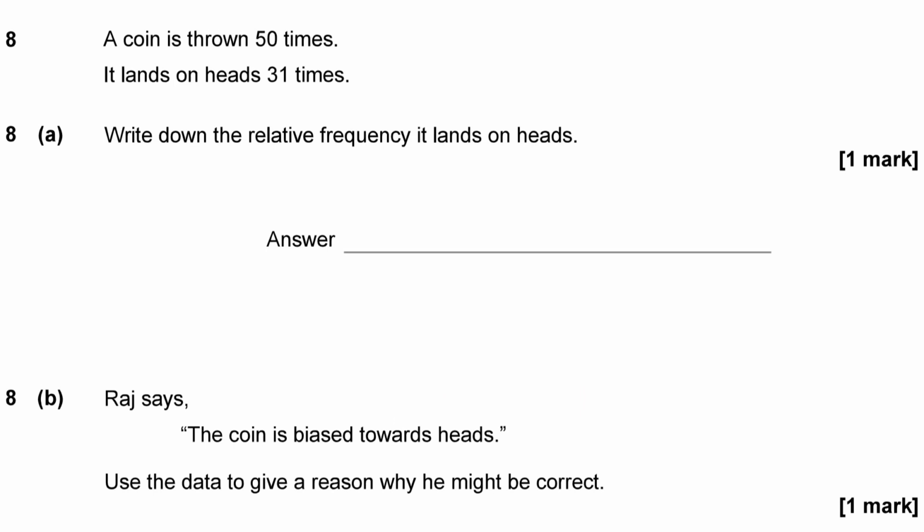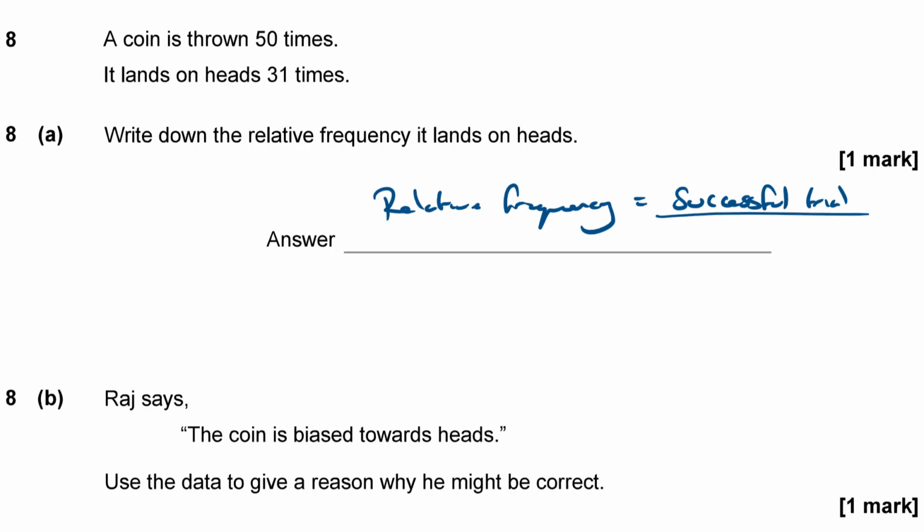Question 8. A coin is thrown 50 times, it lands on heads 31 times. Write down the relative frequency it lands on heads. Okay, well, relative frequency is defined to be successful trials, successful meaning the thing that you're looking for happens, divided by total trials, so how many times you tried it all together. So successful trials over total trials.